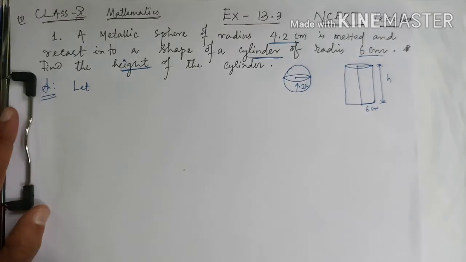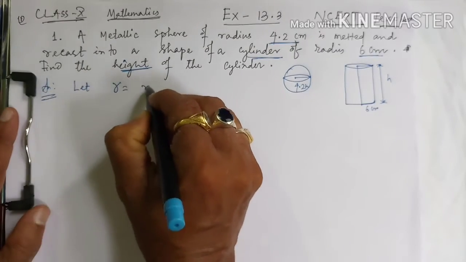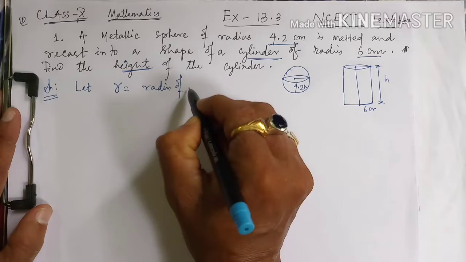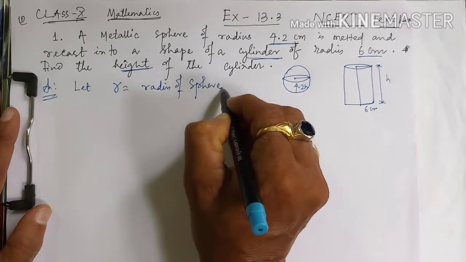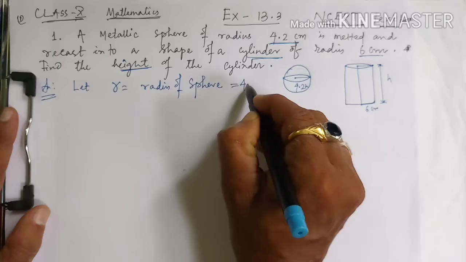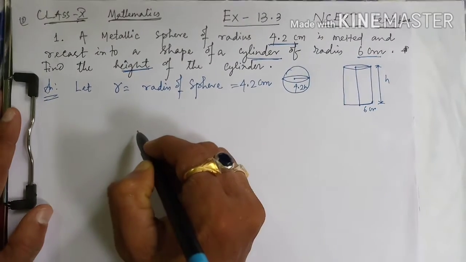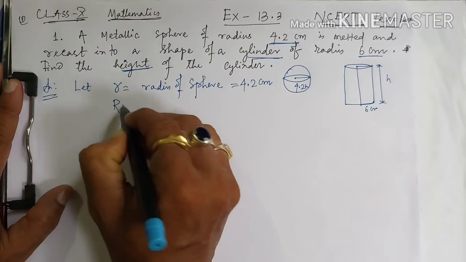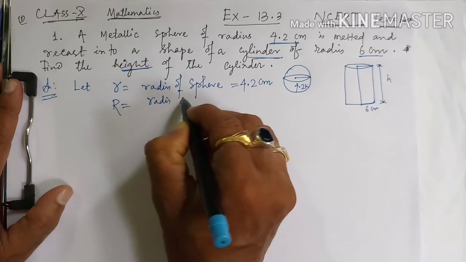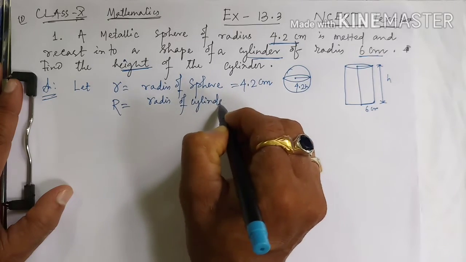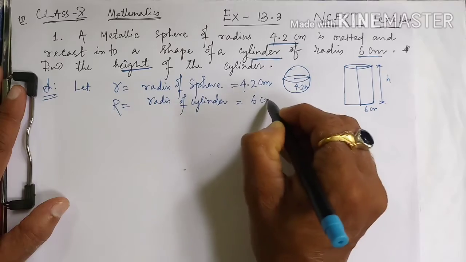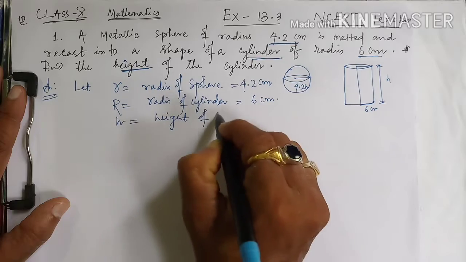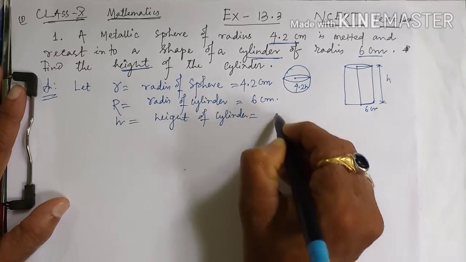Let small r be the radius of the metallic sphere, that is 4.2 centimeter. Okay students, now it is recast into the shape of a cylinder. For the cylinder I am taking capital R as the radius, that is 6 centimeter. H is the height of the cylinder that we have to calculate.